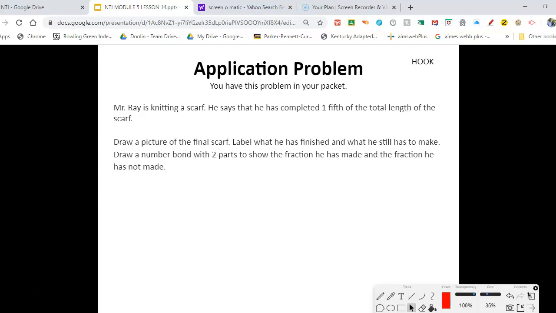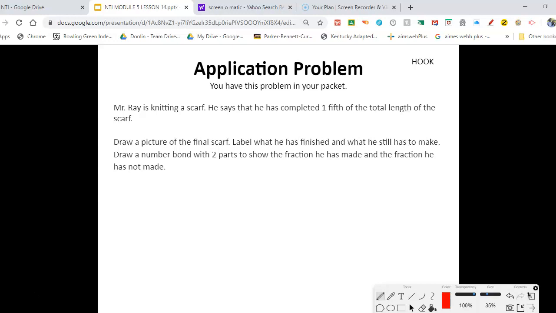You have this problem in your packet, so make sure that you've turned to the page where the application problem is. At any time you need to stop the video, please do, and work, and then you can restart it. So let's read the problem together.